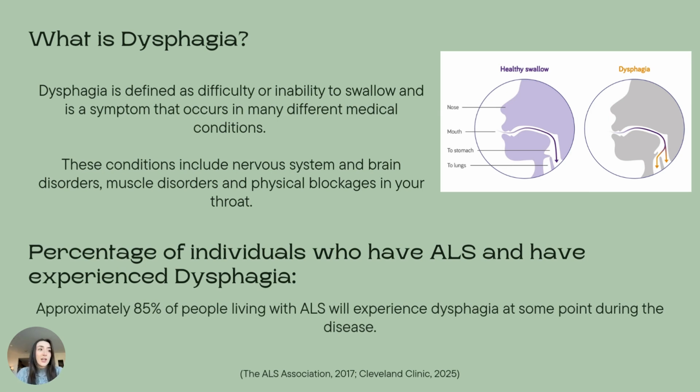Next, what is dysphagia? Dysphagia is defined as difficulty or inability to swallow and is a symptom that occurs in many different medical conditions. These conditions include nervous system and brain disorders, muscle disorders, and physical blockages in your throat. Now, why is it important that dysphagia is understood in this study? Well, that's because an estimated 85% of individuals with ALS will experience dysphagia at some point during their disease. And this is when the healthcare providers typically recommend a diet texture modification.